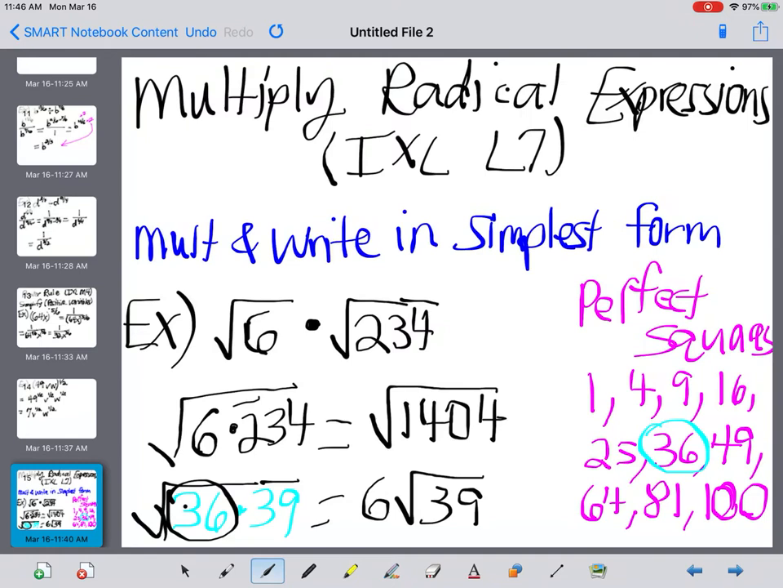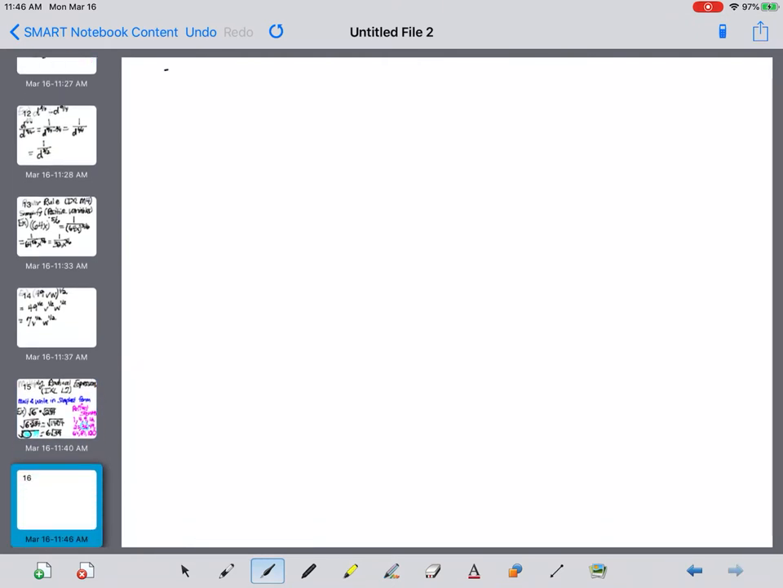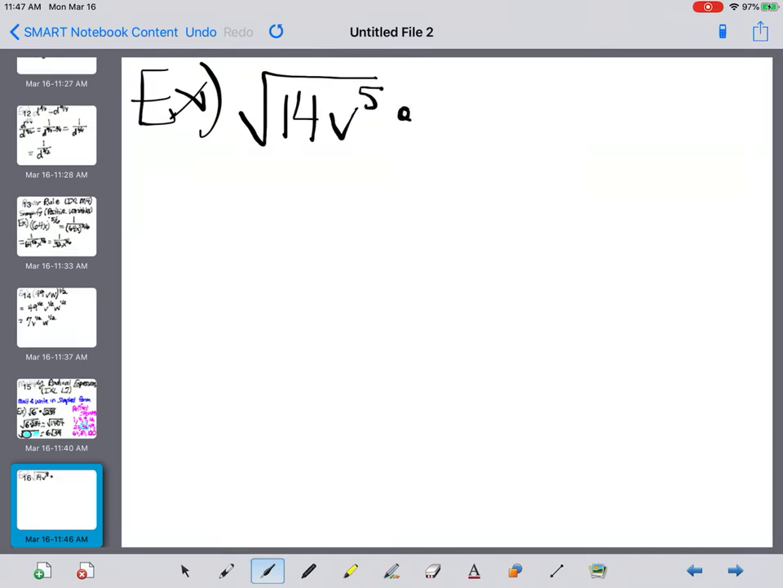Okay, so let's look at another one. That was a little bit crazy, wasn't it? Just a little bit. So on this one, let's throw a variable in here. Let's say that we have the square root of 14 v to the 5th times the square root of 15 v to the 2nd.